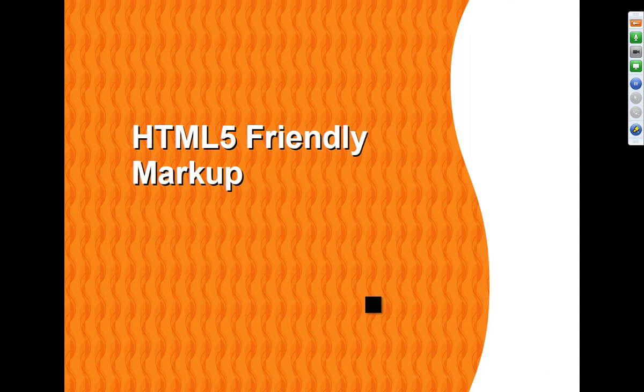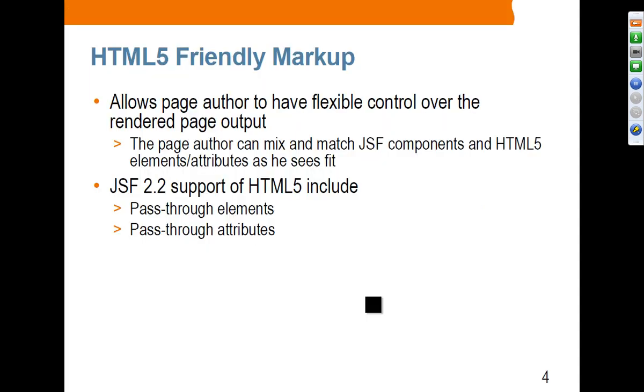So HTML5 friendly markup. JSF 2.2 wants to make sure HTML5 is fully supported and integrated with JSF. Basically, the goal is to allow the page author to have flexible control over the rendered page output, meaning a page author might want to mix and match JSF components with HTML5 elements. In some cases, they want to start with an HTML5 page with HTML5 tags, but they want to take advantage of JSF components, for example, like JSF beans.